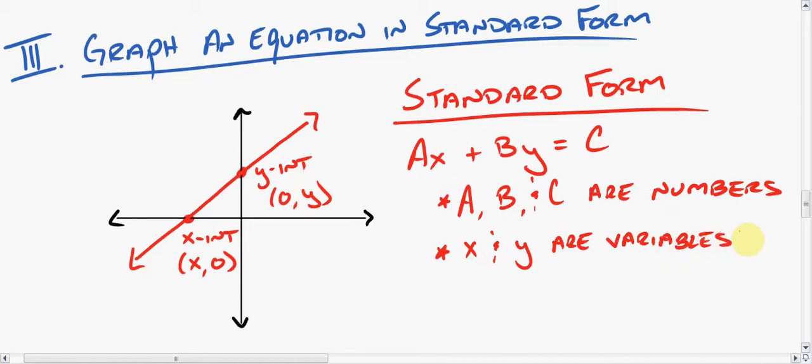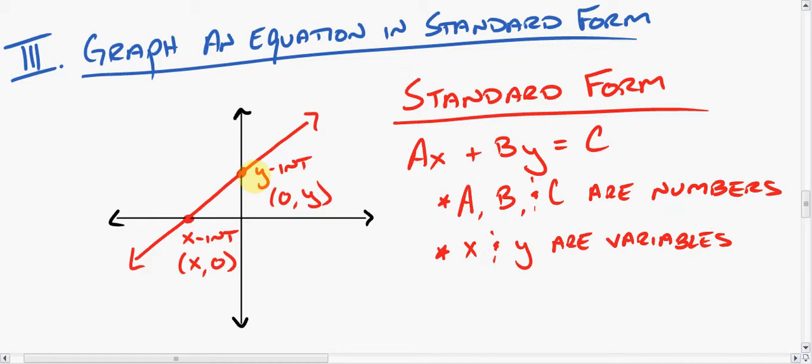The easiest way to graph in this form is to find the x and the y intercepts. You're going to have some line, and you only need 2 points. If you find the x-intercept, that's 1 point. You find the y-intercept, that's the second point. 2 points, and then you can graph a line.